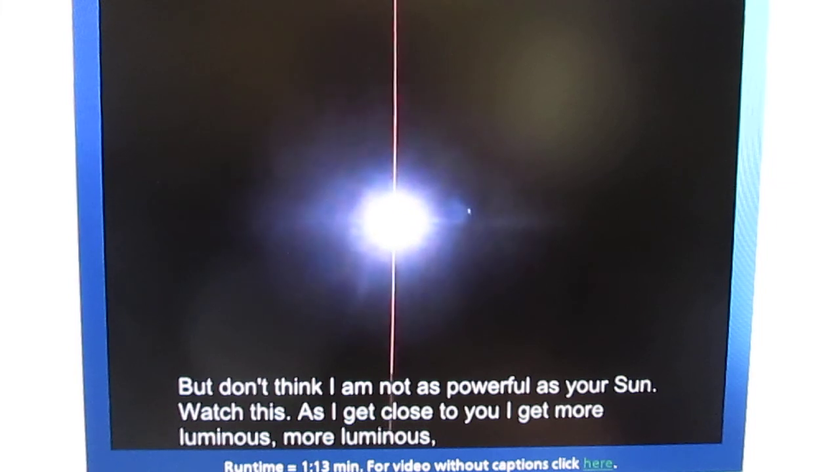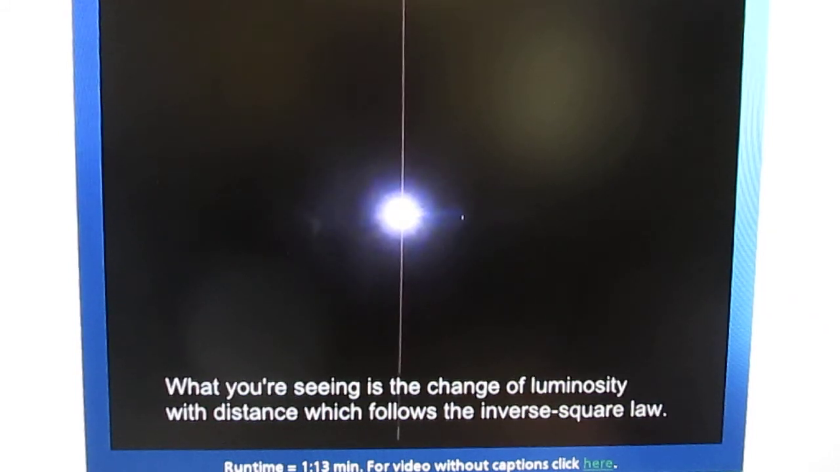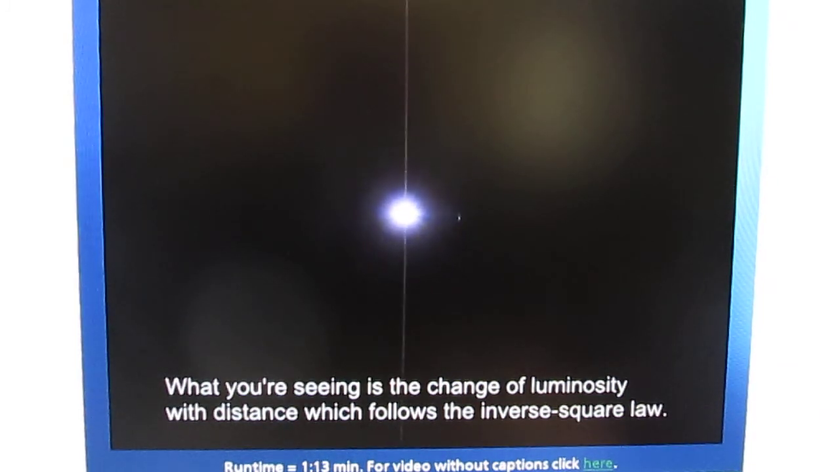I am a deep space star. I have very little luminosity because I'm so far away. But don't think I'm not as powerful as your sun. Watch this. As I get close to you, I get more luminous, I'm burning your eyeballs out. Is that because I have more luminosity now than I have when I am back here at your eyeball? The answer is no. What you're seeing is the change of luminosity with distance, which follows the inverse square law.